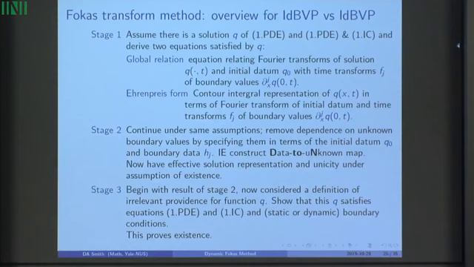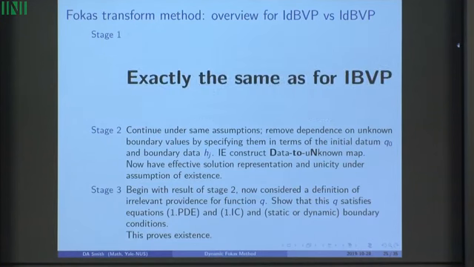Okay, so to conclude, this was the overview I gave you before for initial boundary value problems. What have we had to do differently for initial dynamic boundary value problems? Stage 1, you had to construct that global relation in Ehrenpreis form. Remember, it used the partial differential equation and the initial condition. But it didn't use the boundary conditions, so it's the same. We haven't had to modify that at all.